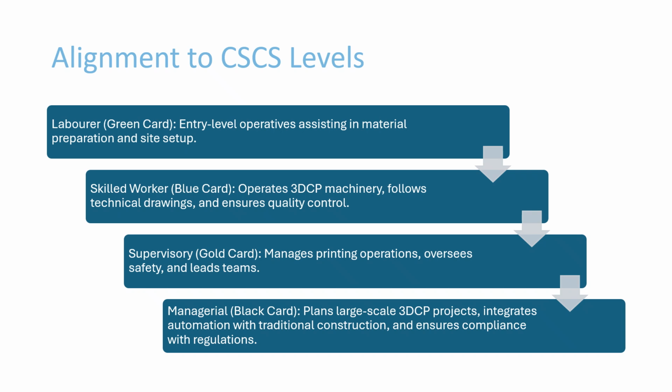For example, a green card for a labourer would provide entry-level operative assistance in material preparation and site setup. A skilled worker card could be aligned to an operative 3D concrete printing, following technical drawings and ensuring quality control. The supervisory or gold card would be managing printing operations, overseeing safety and leading teams. The managerial black card would be planning large-scale 3D concrete printing projects, integrating automation with traditional construction and ensuring compliance with regulation.